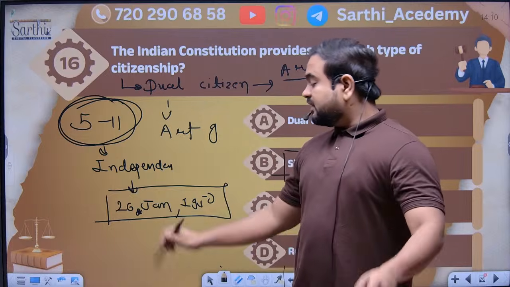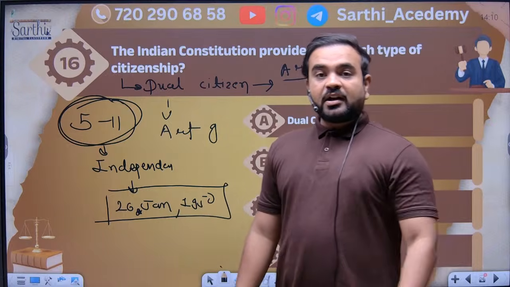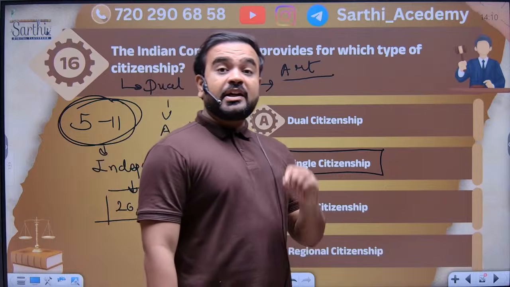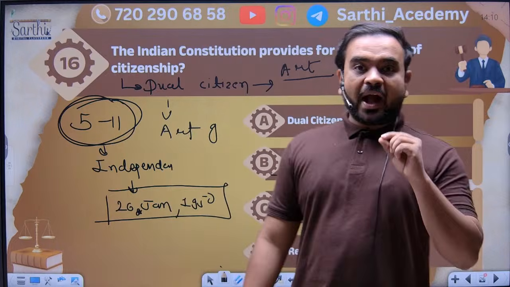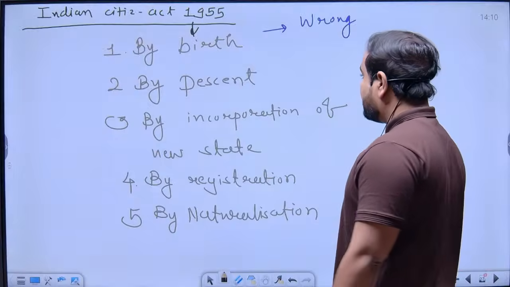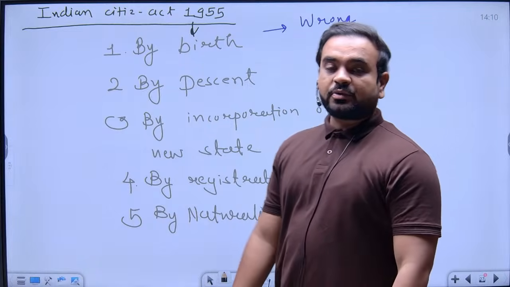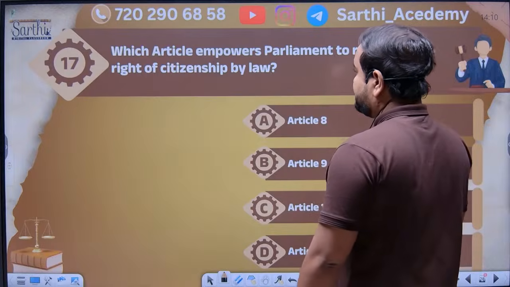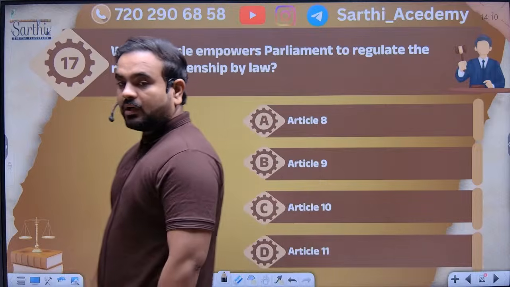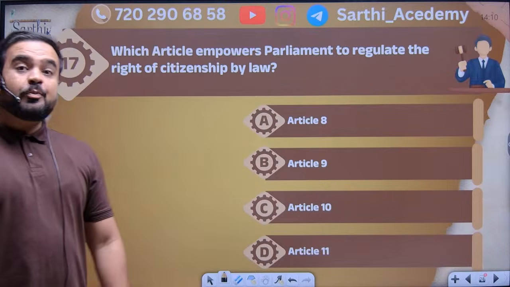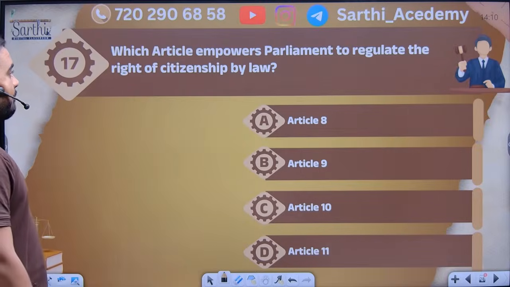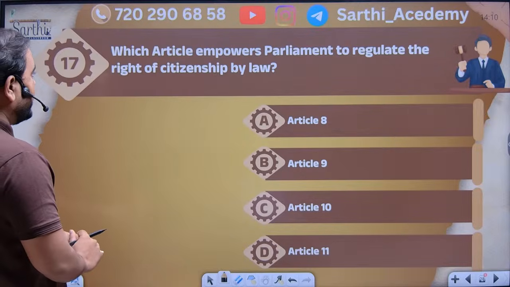But after 26 January 1950, if somebody has become an Indian citizen, he became one by the Indian Citizenship Act 1955. And how many ways are there? 5 ways are there, which are provided in our Indian Citizenship Act 1955. I hope it is very much clear. Please answer question 17: which article empowers Parliament to regulate the right of citizenship by law?